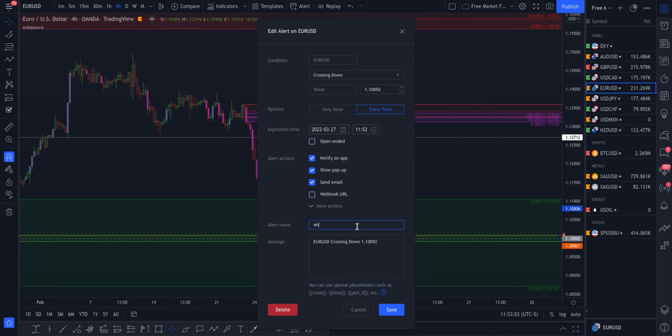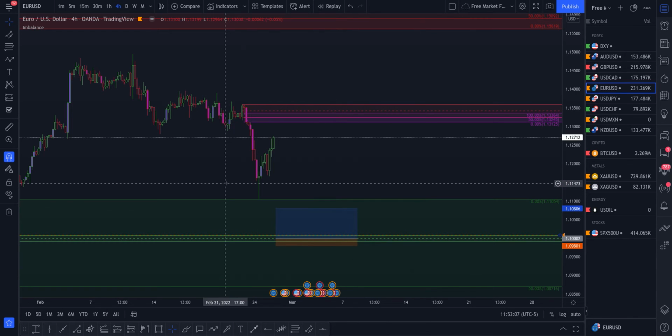4-hour demand zone. All right, so we can see that. We can also see this come into play for us.